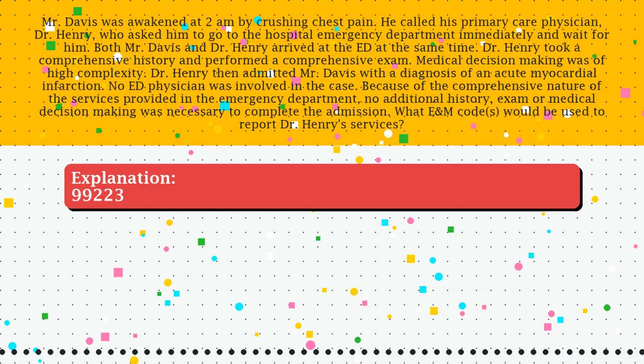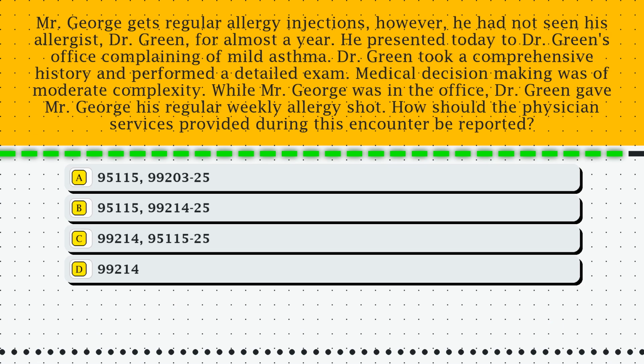Question 103. Mr. George gets regular allergy injections, however, he had not seen his allergist, Dr. Green, for almost a year. He presented today to Dr. Green's office complaining of mild asthma. Dr. Green took a comprehensive history and performed a detailed exam. Medical decision making was of moderate complexity. While Mr. George was in the office, Dr. Green gave Mr. George his regular weekly allergy shot. How should the physician services provided during this encounter be reported?